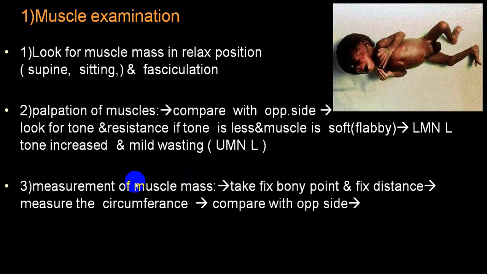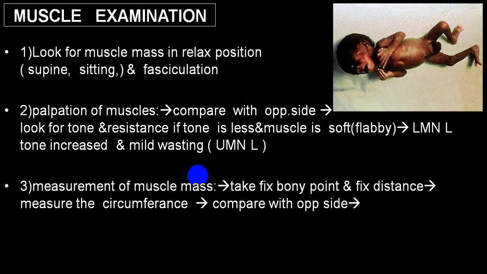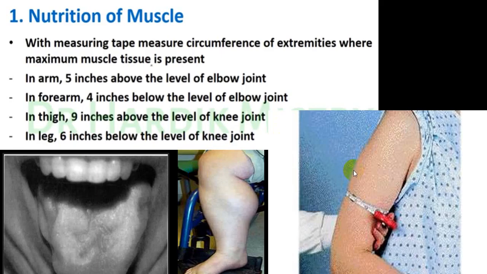Then you can measure the muscle mass by taking a fixed bony point, and then at a fixed distance from that bony point, you measure the circumference of the arm or a leg part and compare with the opposite side. So if it is reduced, it is usually because of wasting. Both sides should be by and large equal. So this is how we measure.